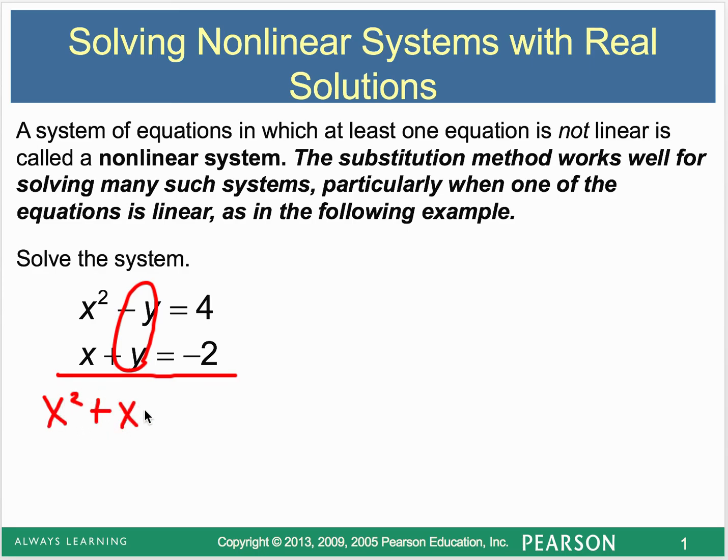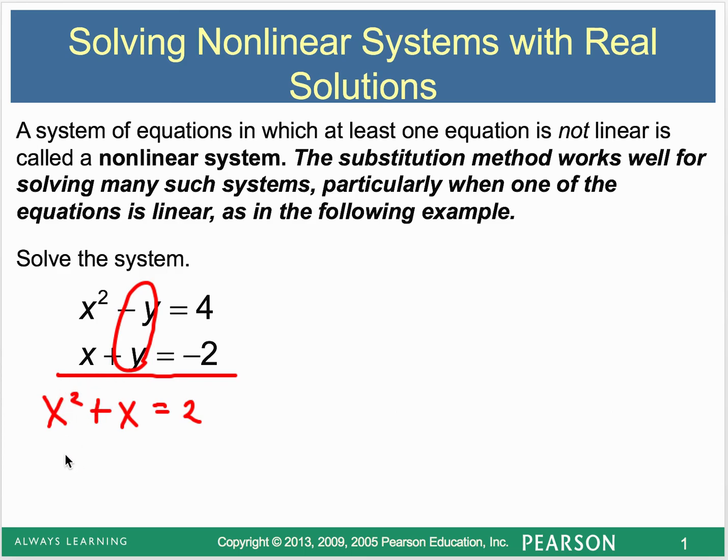And x squared plus x, those are not like terms. They can't be combined. Before we just had an x plus x, and that's two x's, right? x squared plus x squared, two x squareds. But x squared plus x, that's x squared plus x, equals 2. And I get a quadratic equation, right?